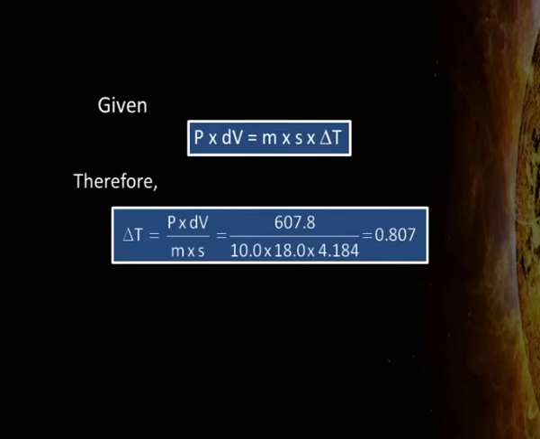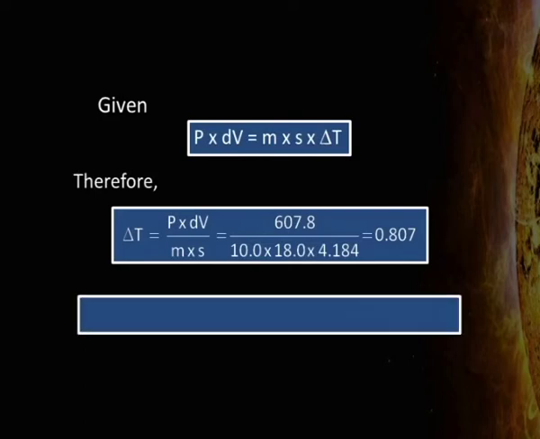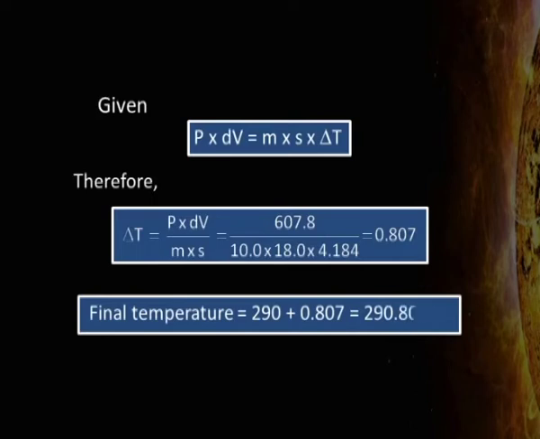Delta T is equal to T2 minus T1, and T1 is given to be equal to 290 Kelvin. Therefore, final temperature will be equal to 290 plus 0.807 equal to 290.807 Kelvin. The isothermal expansion of a gas can take place by reversible or irreversible process.